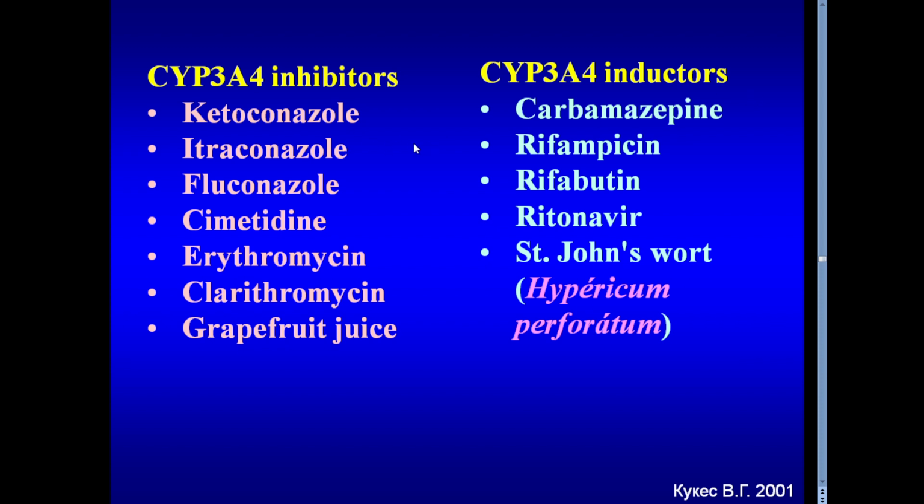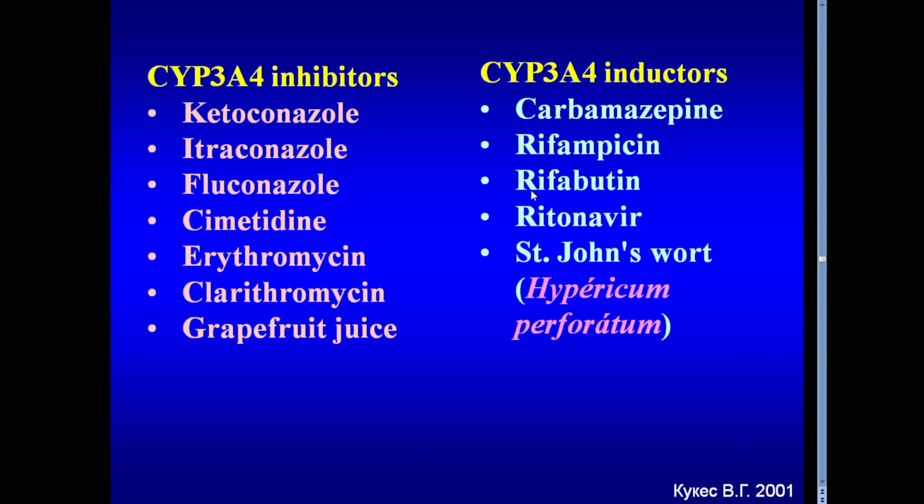To inhibitors, the following drugs belong: antifungals ketoconazole, itraconazole, fluconazole. H2 histamine blocker, decreasing gastric secretion, cimetidine. Antibiotics erythromycin, clarithromycin. Grapefruit juice, it's not a drug, but grapefruit juice is also an inhibitor of CYP3A4. If they inhibit this enzyme, they cause an increase of concentration of drugs metabolized by this cytochrome.